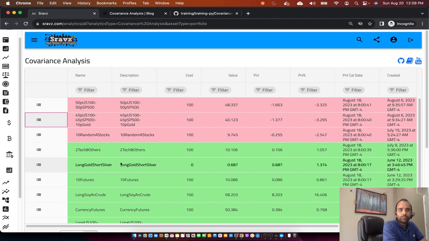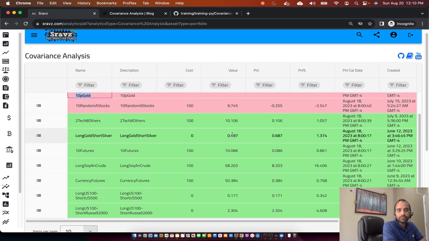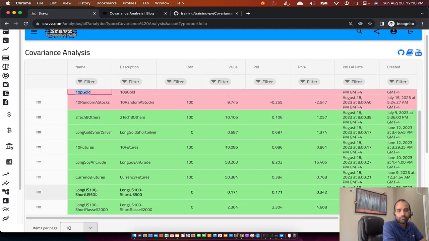To perform covariance analysis, click on the details icon on a portfolio. For example, I have a portfolio here, 50% in US 500 and 50% in S&P 500. So it's a weighted portfolio of 50% in US 500 and 50% in S&P 500. This portfolio is 45% in US 500, 45% in S&P 500 and 10% in gold. Overall, we have to get 100% weightage. Likewise, I have two portfolios here.